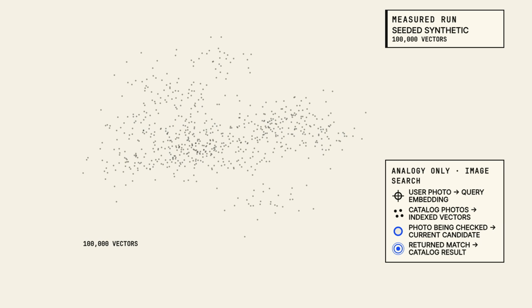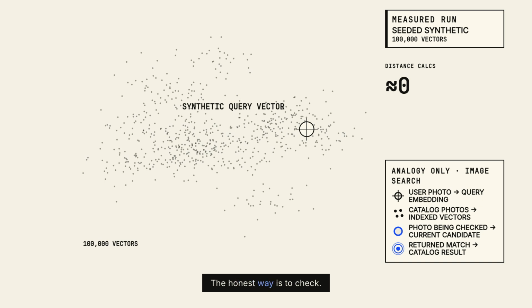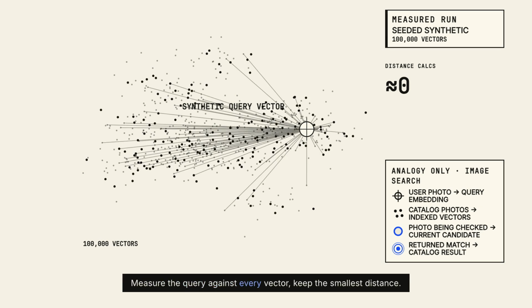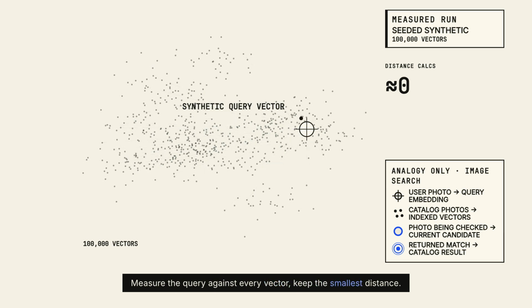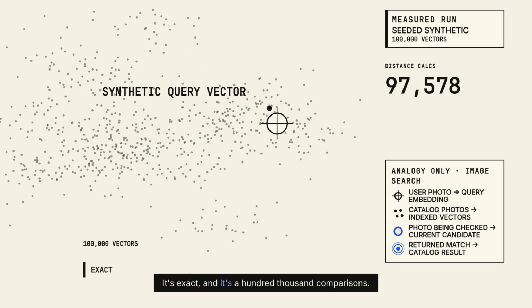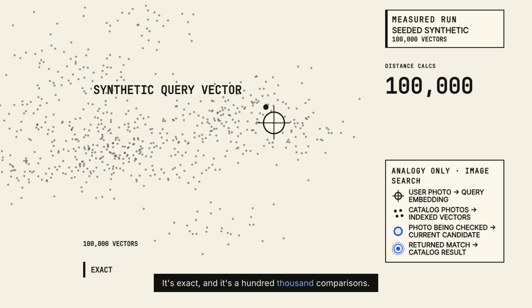100,000 vectors. One query. Which one is closest? The honest way is to check. Measure the query against every vector. Keep the smallest distance. It's exact, and it's 100,000.